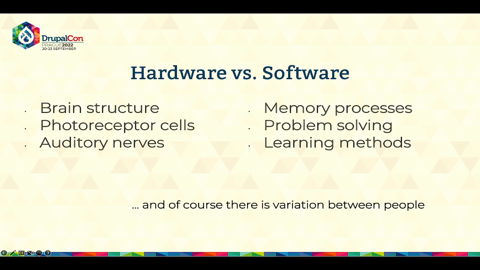But then we have memory processes, which can be developed. We have problem-solving skills that are affected by how we live our lives and what kind of problems we face. That's very much different from ancient Greece or the Stone Age. And then there are different kinds of learning methods that we can use to improve our cognitive skills. Of course, there is much variation between different people. Not all people have the same kind of senses or the same kind of brain structure. But that kind of variation has existed for a long time too.